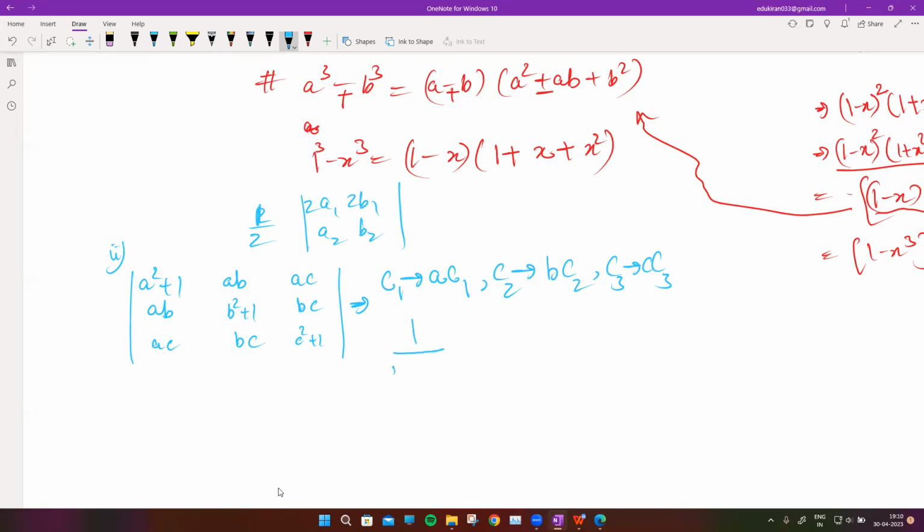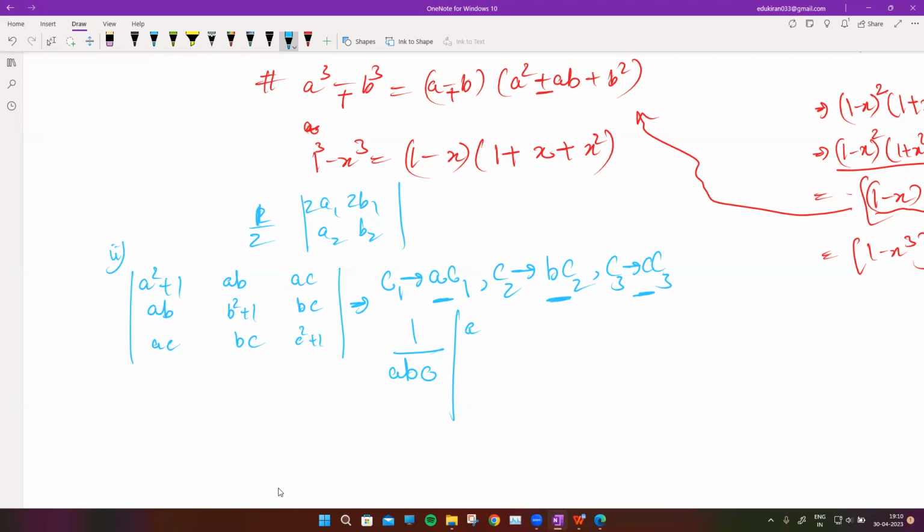Now, to do that, I will have to divide by 1 upon a for doing this, by 1 upon b for doing this, and by 1 upon c for doing this. So I will have to divide the whole determinant by 1 upon abc, because I am actually introducing a, b, and c in column 1, column 2, and column 3.